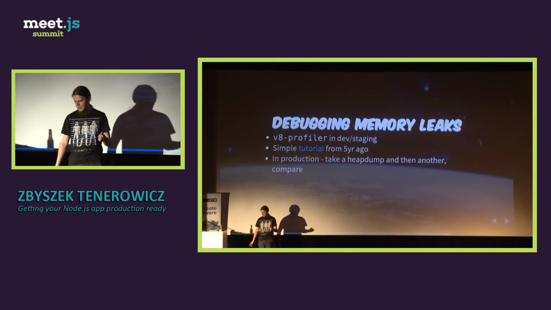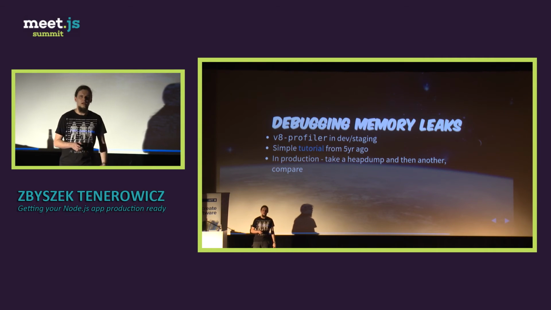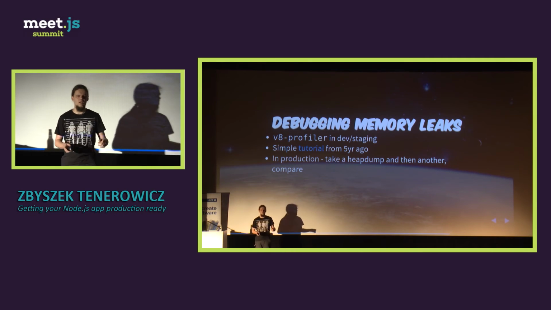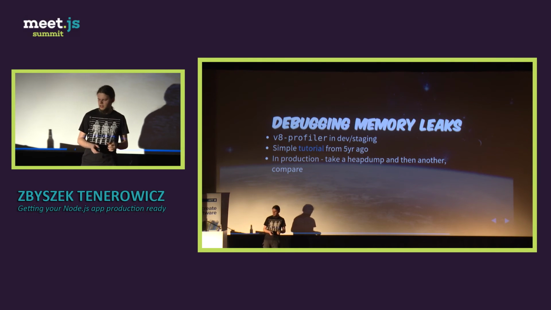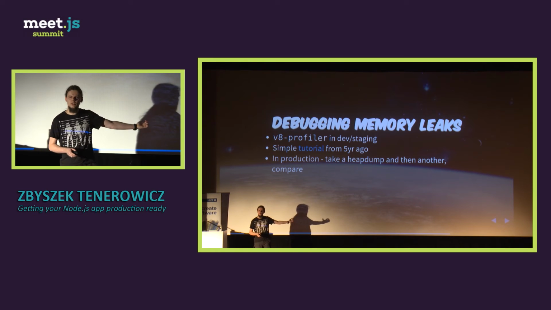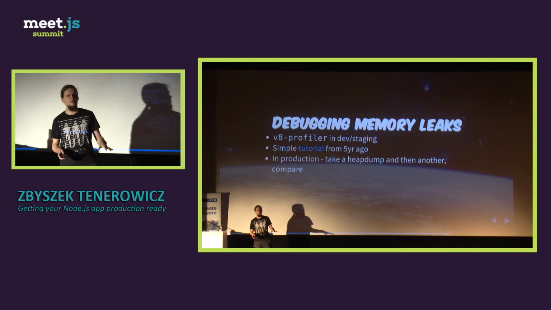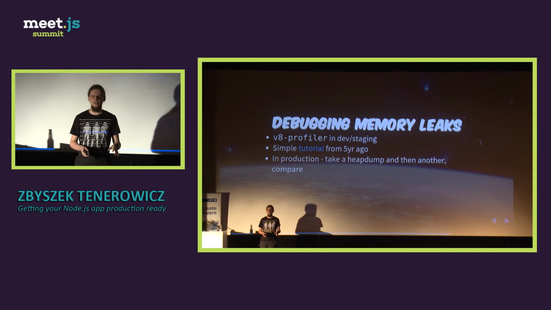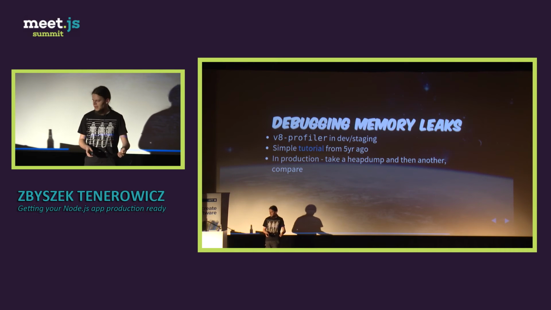And how do you do that? Debugging memory leaks is actually a very old topic. I had some presentations on meet.js Poznań about that over 2 years ago. There is a cool tutorial from 5 years ago. We all should be able to use that. There is a profiler you can use on your local or staging environment. I don't recommend running with profiler on production unless you're very desperate and very close to production.